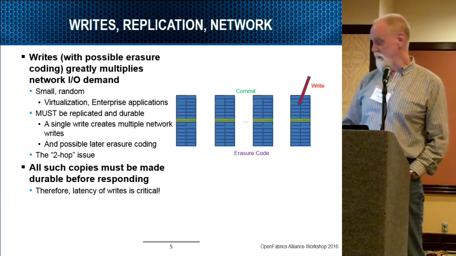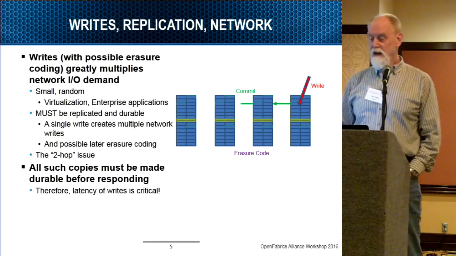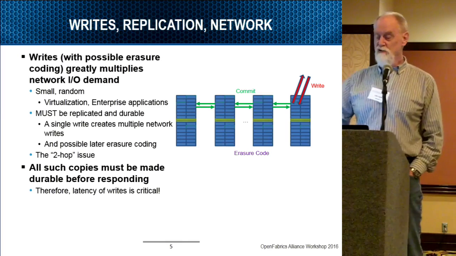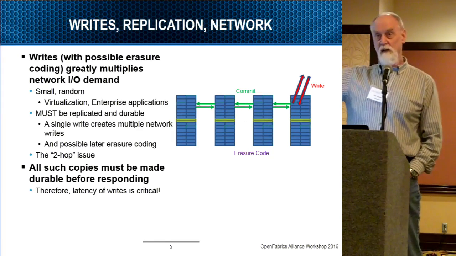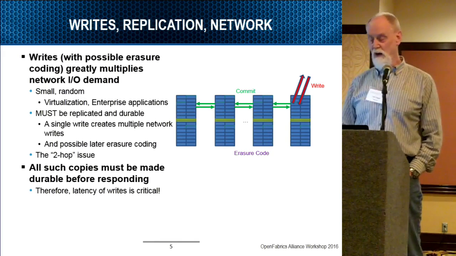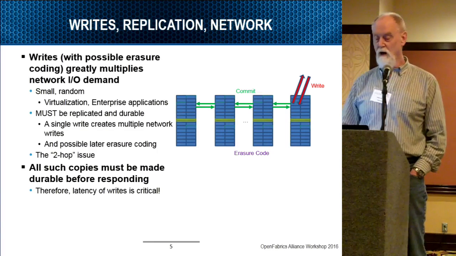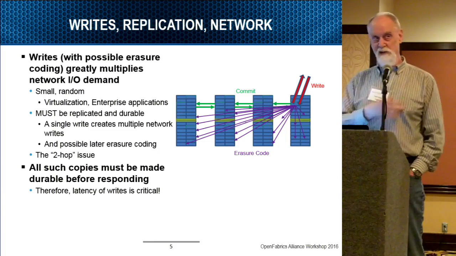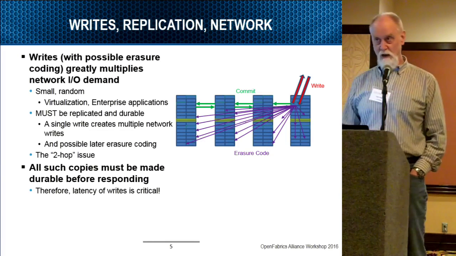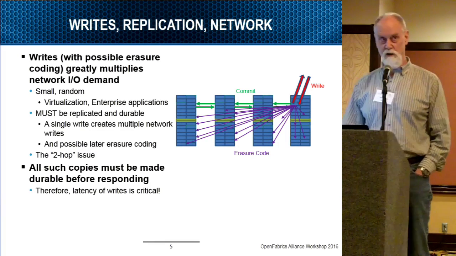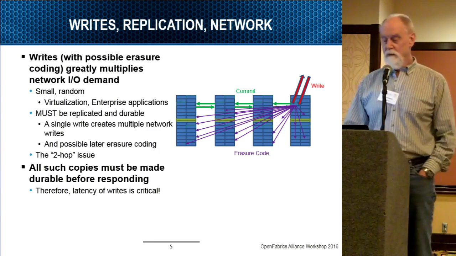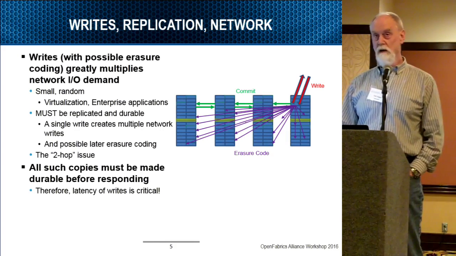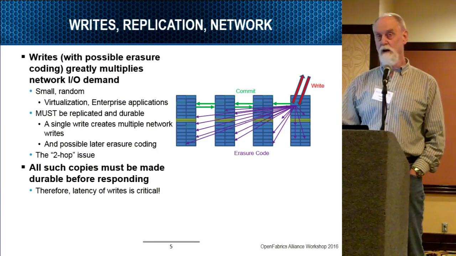Let's say a write comes into that guy on the right. He then has to replicate it to a bunch of peers, right? So there is the latency of the write, but there's the latency of all the replication writes that he performs in the background. Finally, he's going to compute a bunch of erasure codes. These are not so latency sensitive, but nonetheless, they greatly magnify that backside network traffic. So all these copies must be made durable before responding. So the latency of both the red arrow and the green arrow are important.